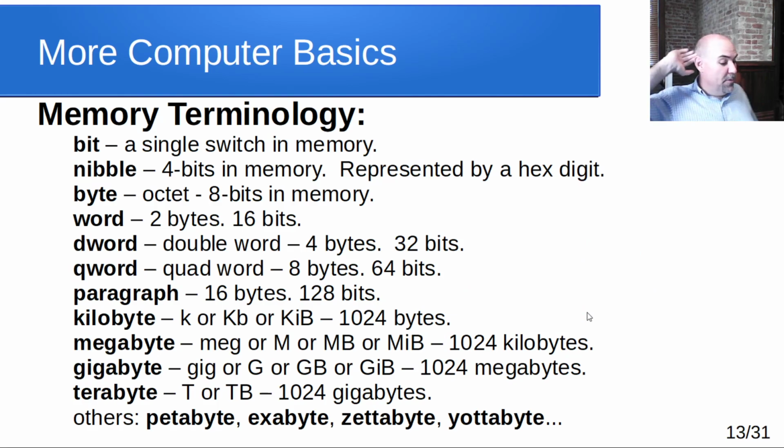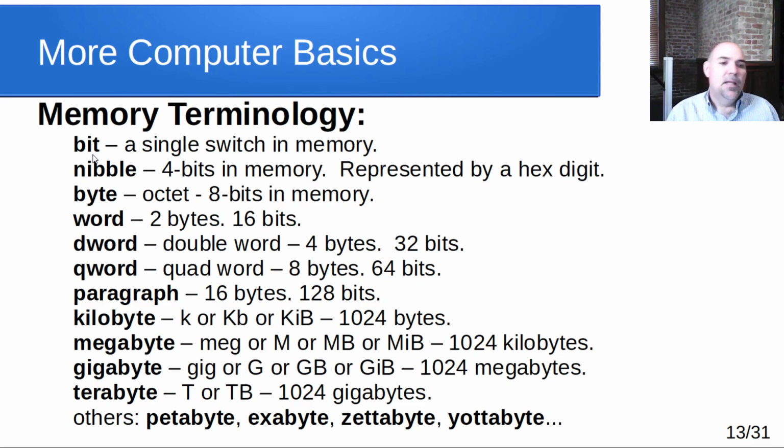Okay, now before we move on away from this, I do want to go through a little bit of memory terminology here, which I'm sure you've heard before and maybe even used, maybe some of them you have, some you haven't. Bit is where we started, where we got to last class. That's a single switch in memory. Each one switch in memory is 1 bit. There's nothing smaller than that. The switch is either off or on. It can't be part way off or part way on. It's either a 0 or a 1.